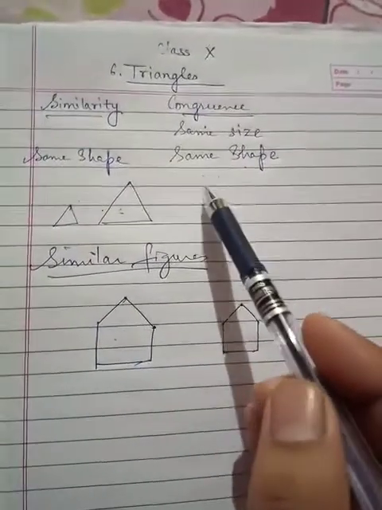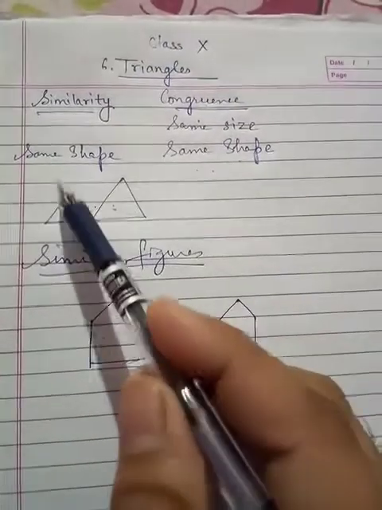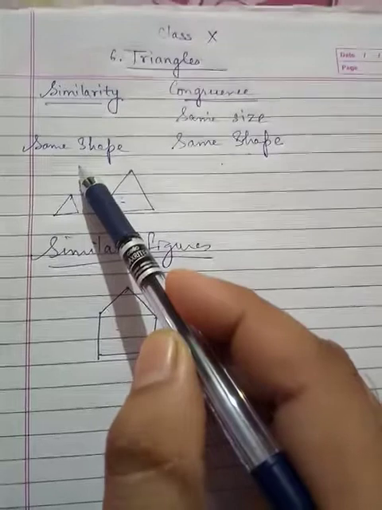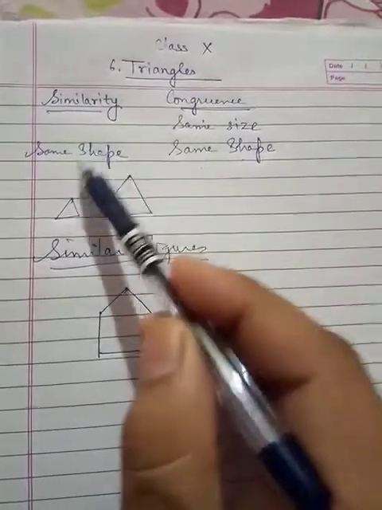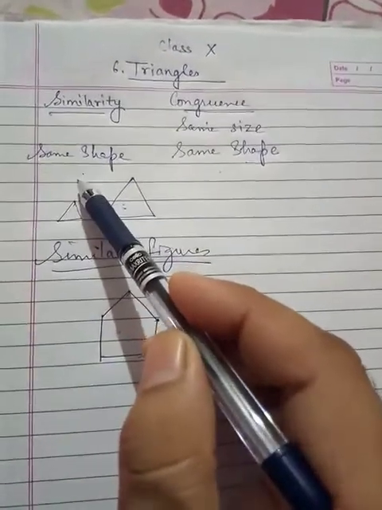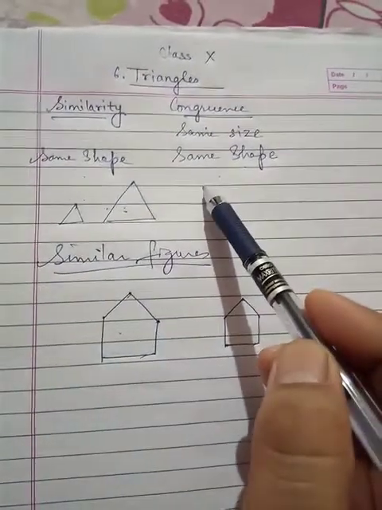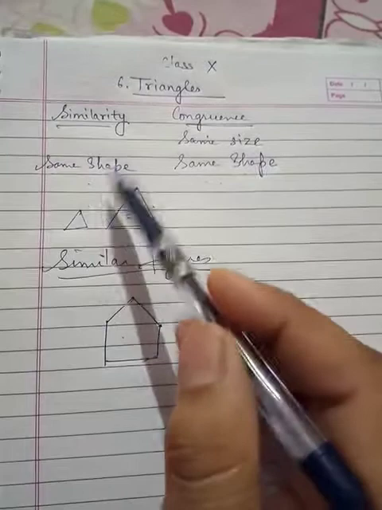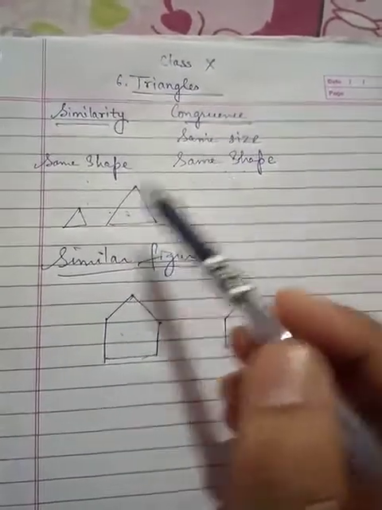If two rectangles are congruent, then they are 100% similar. But if two triangles are similar, they need not be congruent. If two rectangles are similar, then they need not be congruent. So if congruent, then similar 100%, but if similar, we cannot say it's congruent.